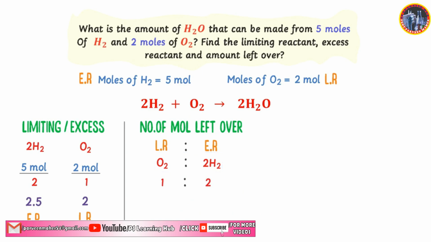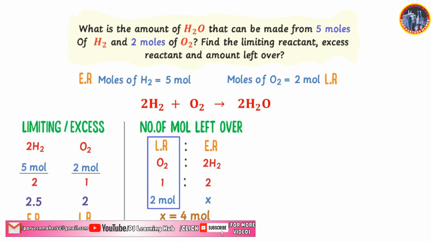Now listen carefully. The limiting reactant is oxygen gas O2. So its 2 moles is completely used in the chemical reaction. So I write here 2 moles of oxygen. Now using this ratio, we can easily calculate the number of moles of H2 used in the chemical reaction. So I write here 2 and for H2 I write X. After cross multiplication, I get X is equal to 4 moles.